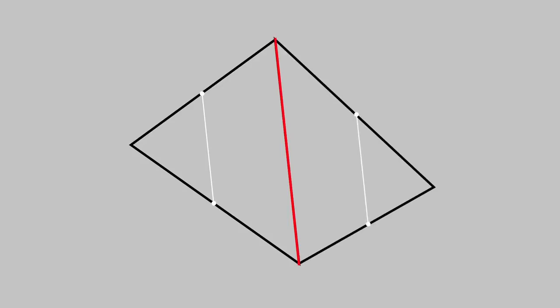The reasoning behind this is a theorem that says if you connect the midpoints of two sides of a triangle, that line segment will be parallel to the third side. I could then just form another triangle which shares that third side, and then connect those midpoints you see here.